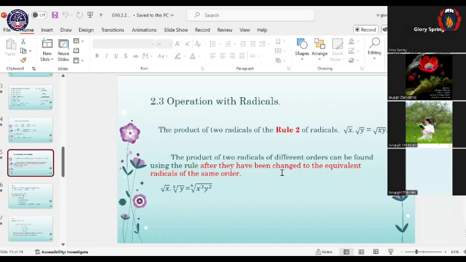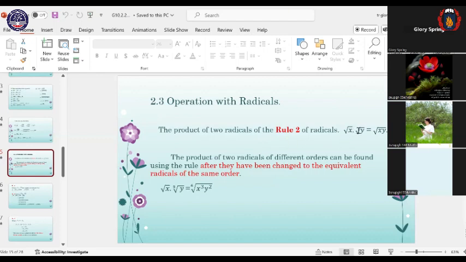And the car, my God. Operation with radical. Root 2, root 2. That's all. Brother of 2 radical. That's all.